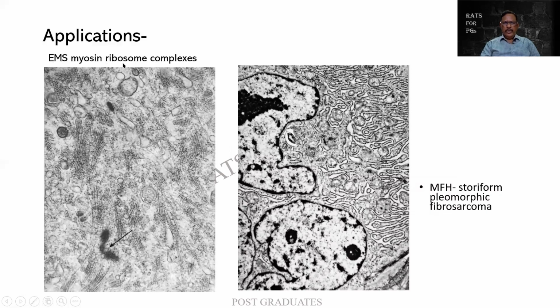Endomyositis, myosin and ribosome complexes. So you find that there are the ribosomes and then there will be the endoplasmic reticulum. There can be complexes of this which can be defective. And this is the storiform pattern that is classically distributed by the cells. Malignant fibrous histiocytoma, a pleomorphic fibrosarcoma. So these could be made out. Look at the changes. Even if you people can compare these two pictures, you can appreciate how much information the electron microscope can give us.